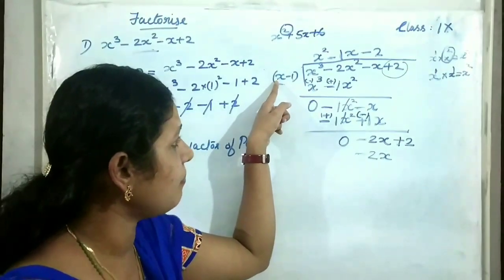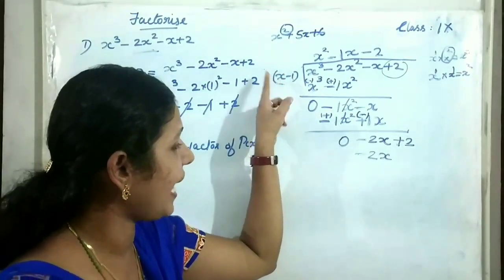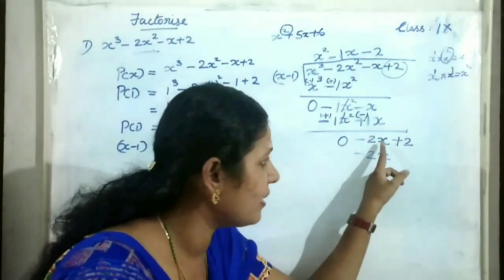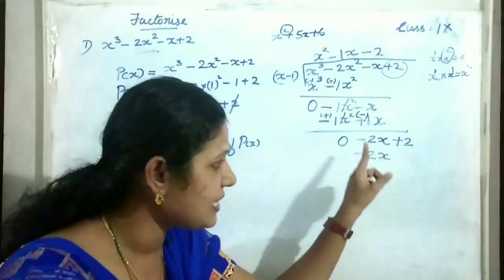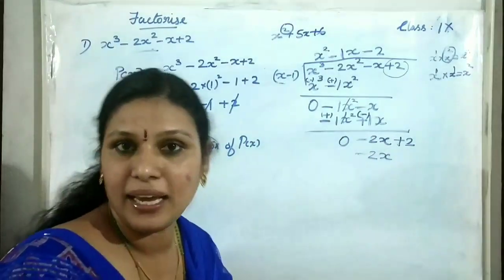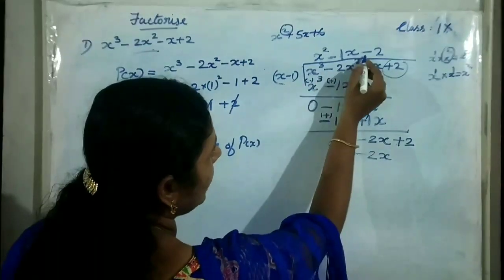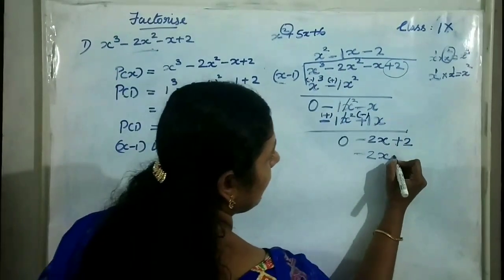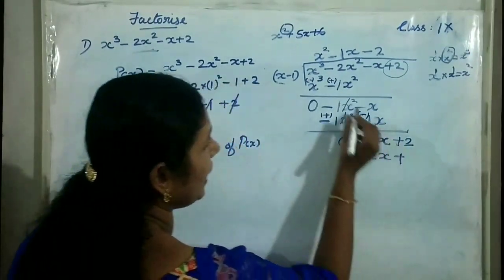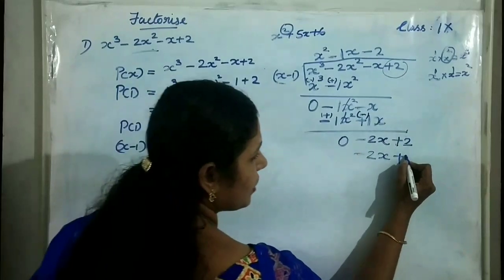In which number we multiply to this x to get this part. Okay. So that's why the same number we need here. Understood? Okay. Then minus 2. Then minus into minus is plus. Okay. 2 into 1 is 2.